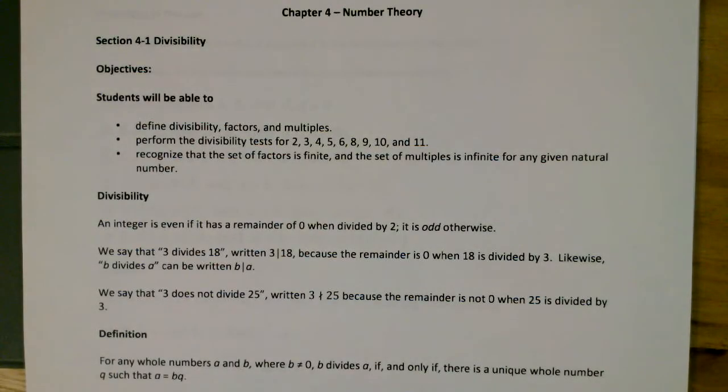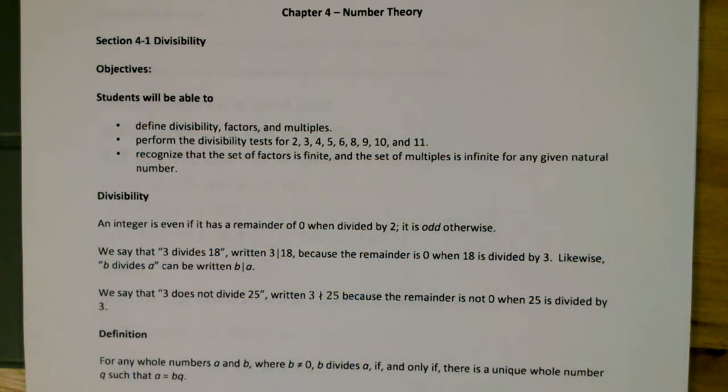All right, in this section, we're going to begin chapter 4 dealing with number theory. And in this chapter, we're going to be talking about topics like divisibility. We're also going to talk about prime and composite numbers, and also we'll talk about greatest common divisor and least common multiple. Those are the highlights of chapter 4.